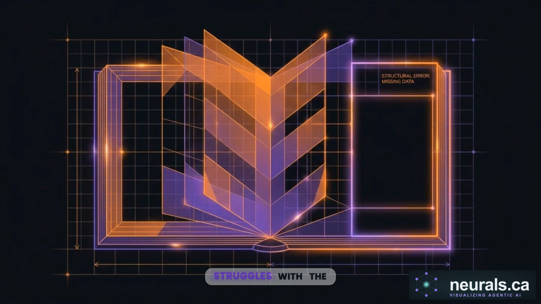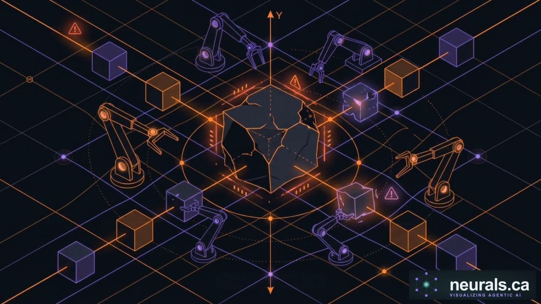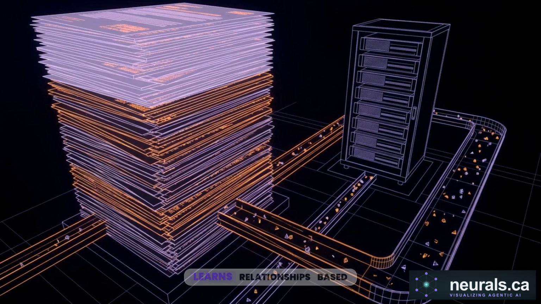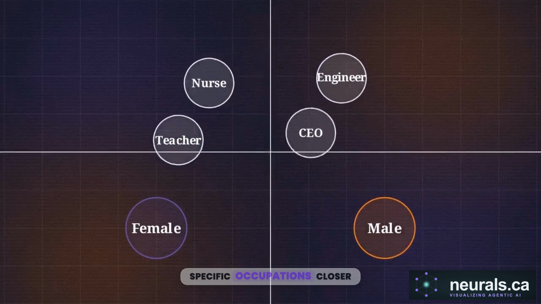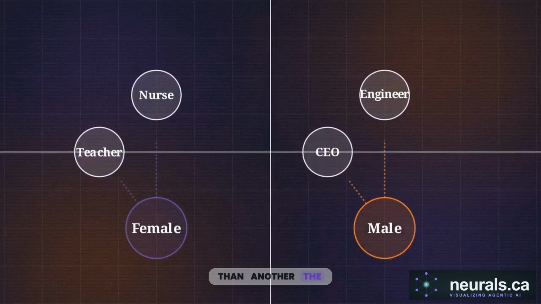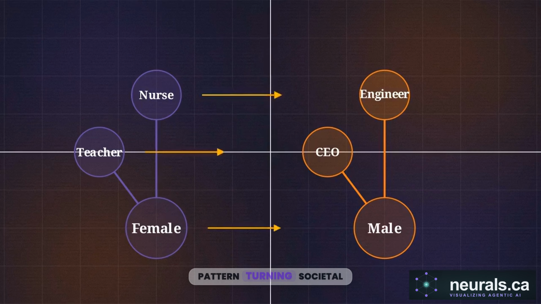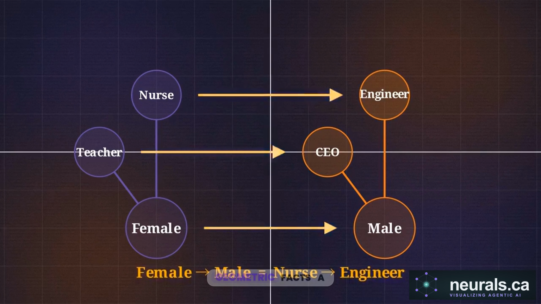It also struggles with the unknown. Novel or out-of-vocabulary words that weren't in the original training data receive no vector at all, which can instantly break a rigid data pipeline when it encounters a new piece of slang. Since the model learns relationships based purely on how often words appear together in its training data, it inherits the statistical biases of its sources. If historical text consistently places specific occupations closer to one gender than another, the algorithm mirrors that pattern, turning societal stereotypes into fixed geometric facts.